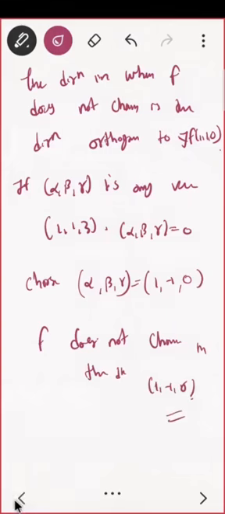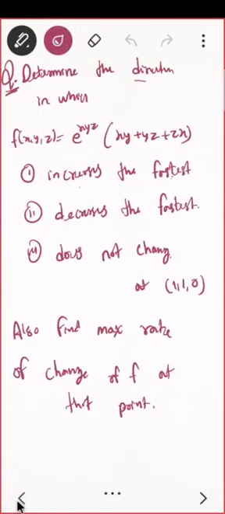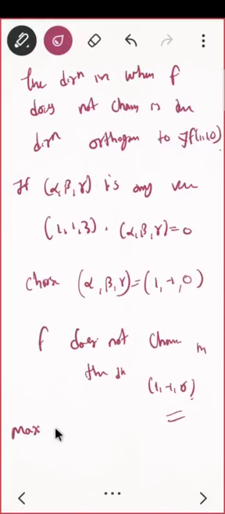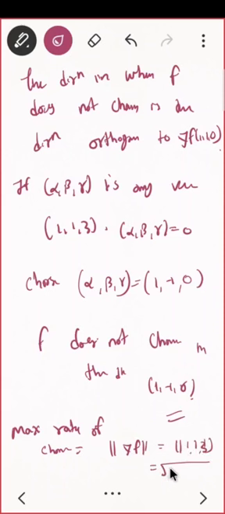Correct. And they were also asking to find the maximum rate of change. What is the maximum rate of change? That is the norm of delta f. So every answer is a norm. Maximum rate of change is equal to the norm of delta f, that is the norm of (1,1,3). So it will be the square root of 1 plus 1 plus 9, that is the square root of 11. This is your final answer, your maximum rate of change. Correct? Yeah, good.